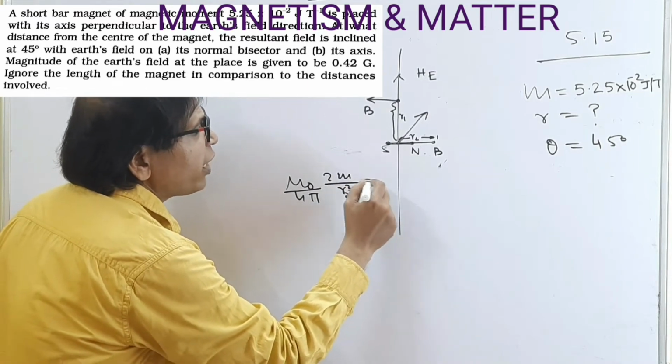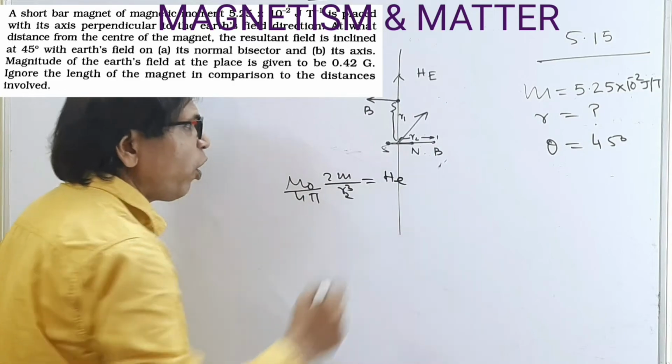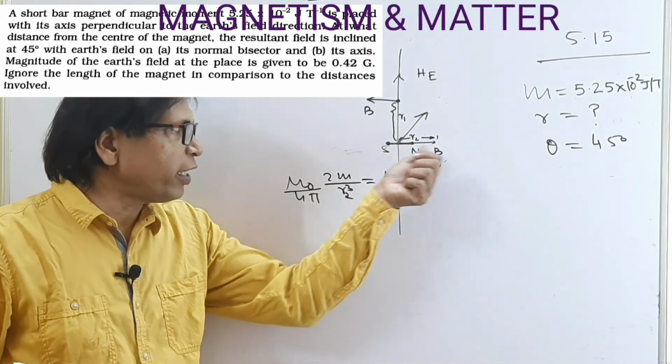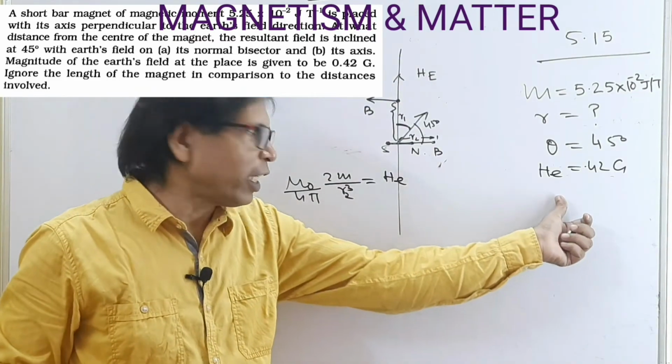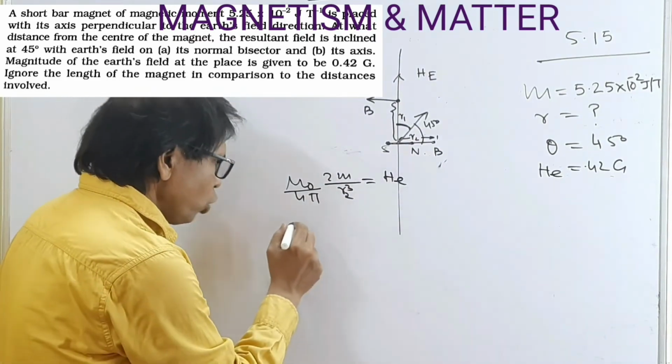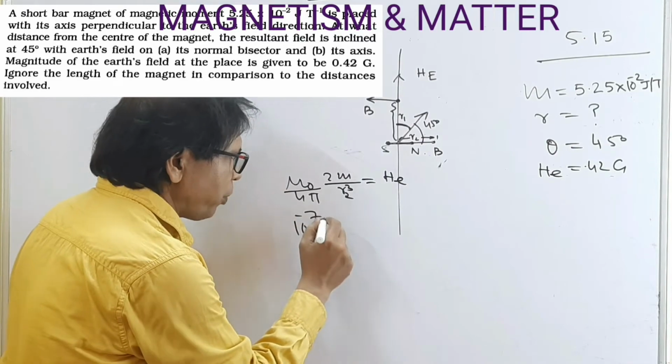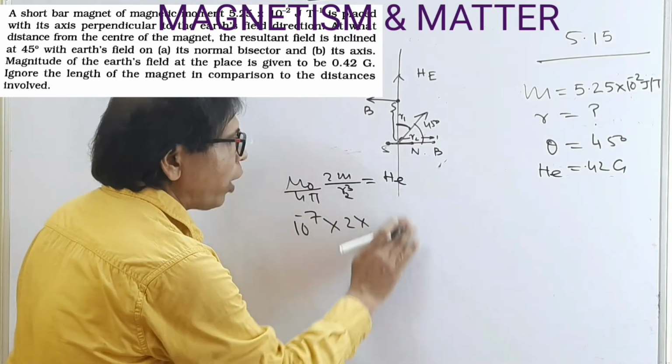r2 cube, which is equal to H_E, where r2 is the distance of this point from the center. Here H equals 0.42 Gauss. So this is 10 to the power minus 7, and this is 2 into m. What is the m?